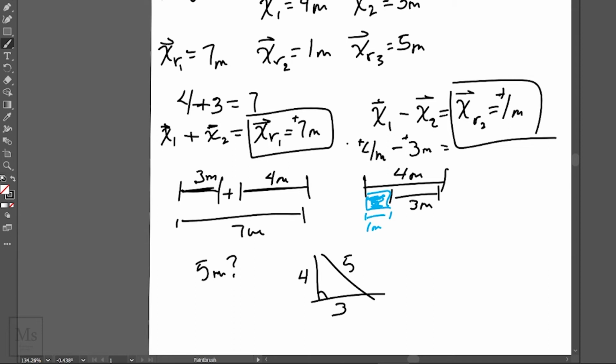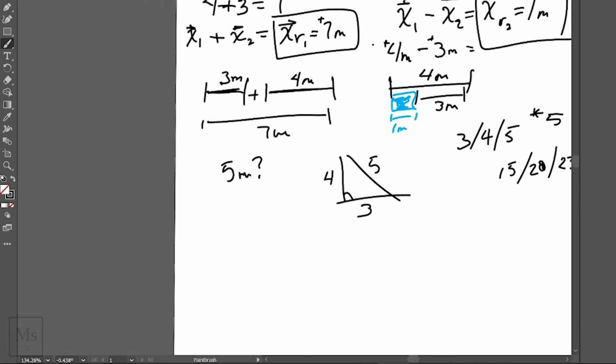This is a ratio, right? 3, 4, 5. So basically, if we multiply this by any number, let's say 5, we would get 15, 20, and 25. That ratio would be exactly the same. It would be 15 where the 3 would be, 20 where the 4 would be, and 25 where the 5 would be. So it's just a ratio.